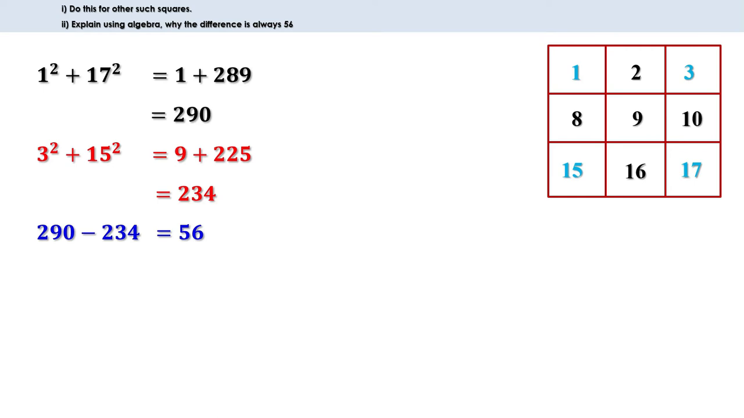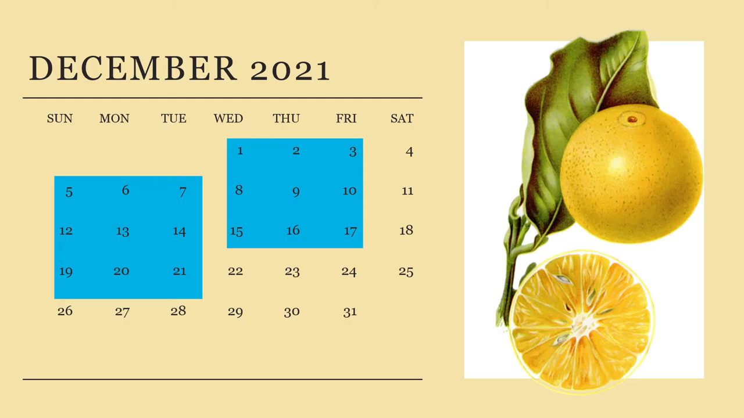Now we have to explain using algebra why the difference is always 56. Let us look at the calendar once again. Let me take the middle number as x. Then this is 7 less than the middle number as it is the day in the previous week.